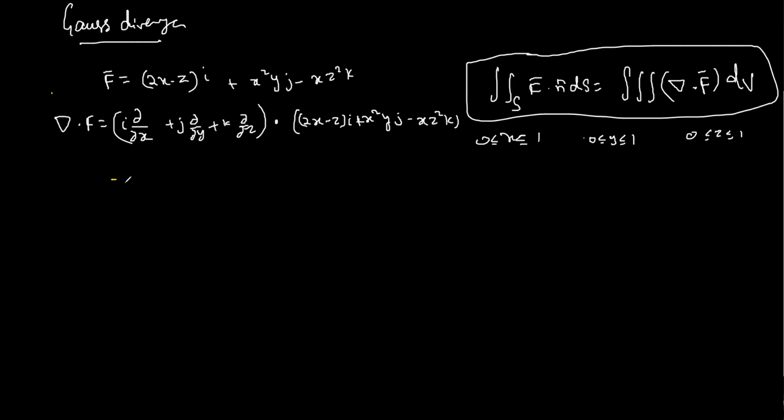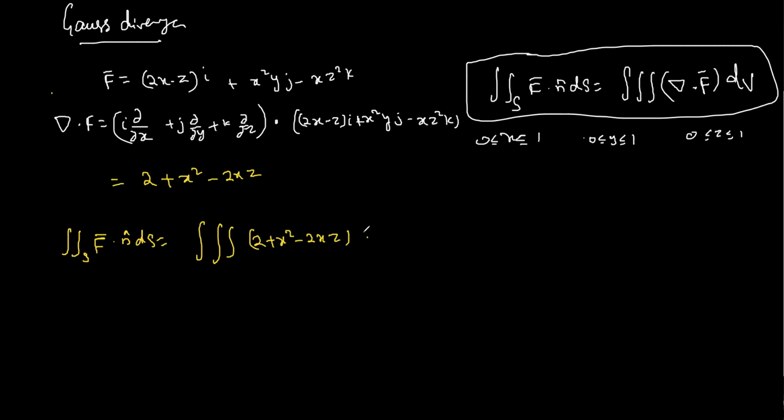When you differentiate with respect to X, you will get only 2. With respect to Y, X square. With respect to Z, minus 2xz. And dV is dx dy dz.